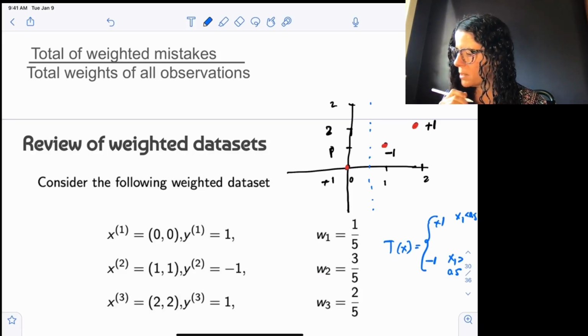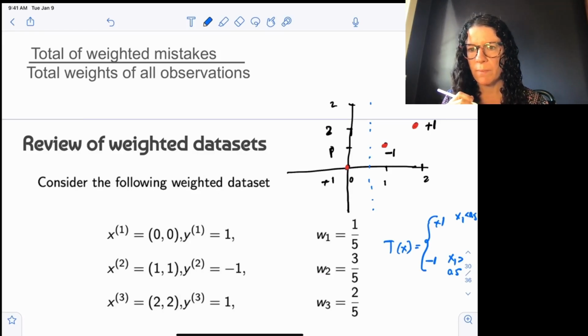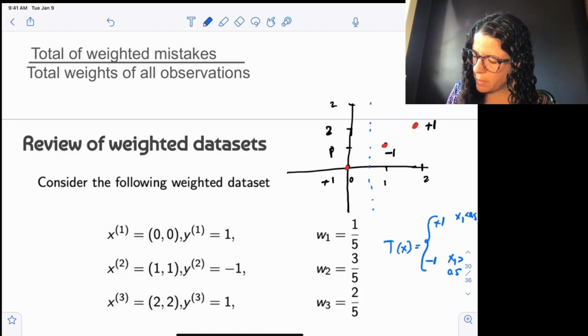Now, what is the classification error of this tree? This tree is misclassifying the third example, and that example has weight 2/5. So basically the only example misclassified is the third one, and it has 2/5 as an error.